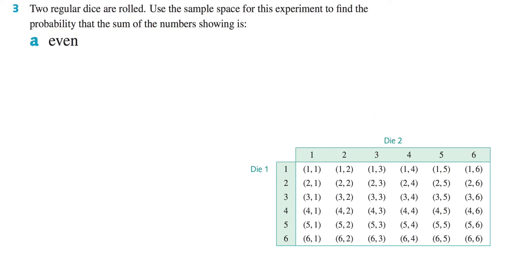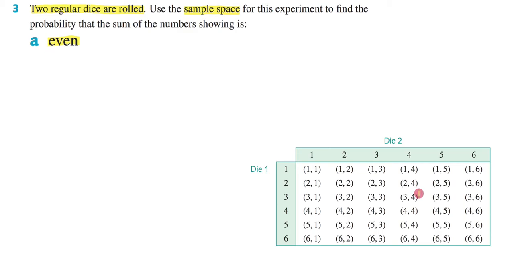Okay, so we're doing exercise 9C, and we are up to question 3, which tells us 2 regular dice are rolled. Use the sample space for this experiment to find the probability that the sum of the numbers showing is, for A, even. So in other words, what's the probability that when I roll 2 dice and add those 2 numbers together, my result is going to be even?